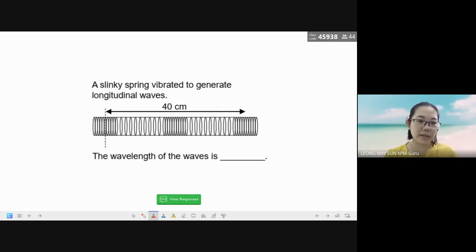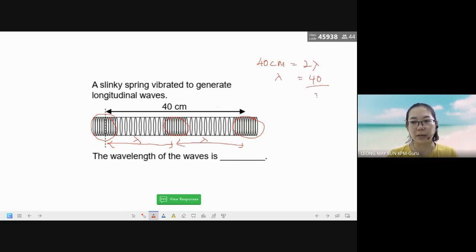Alright, so this is one wavefront. The compression area is one wavefront. There's another wavefront here, and a third wavefront is at the end. So for a longitudinal wave, the wavelength is actually the distance between two consecutive compression regions. So this is one wavelength, and here is another wavelength. So 40 centimeter is for two wavelengths. Therefore, one wavelength is 40 divided by 2 equals 20 centimeter.